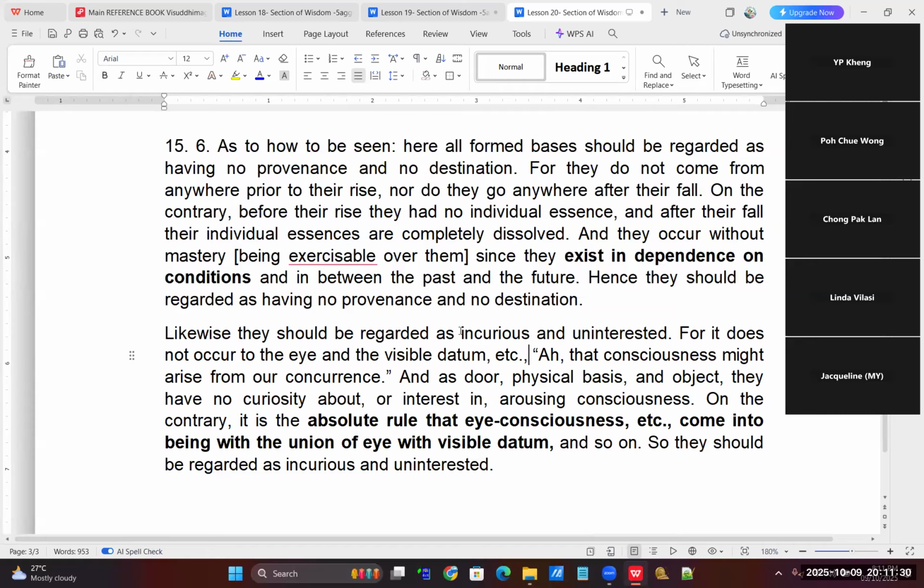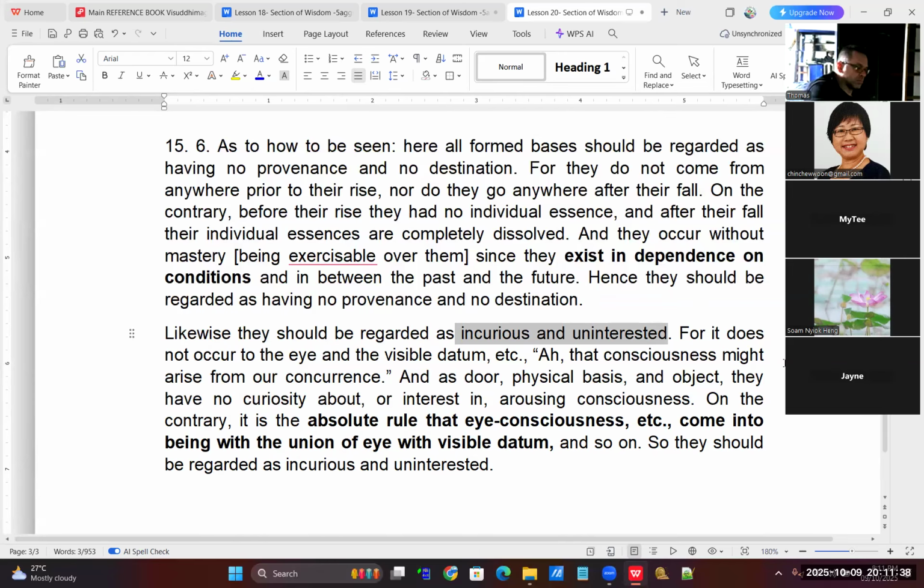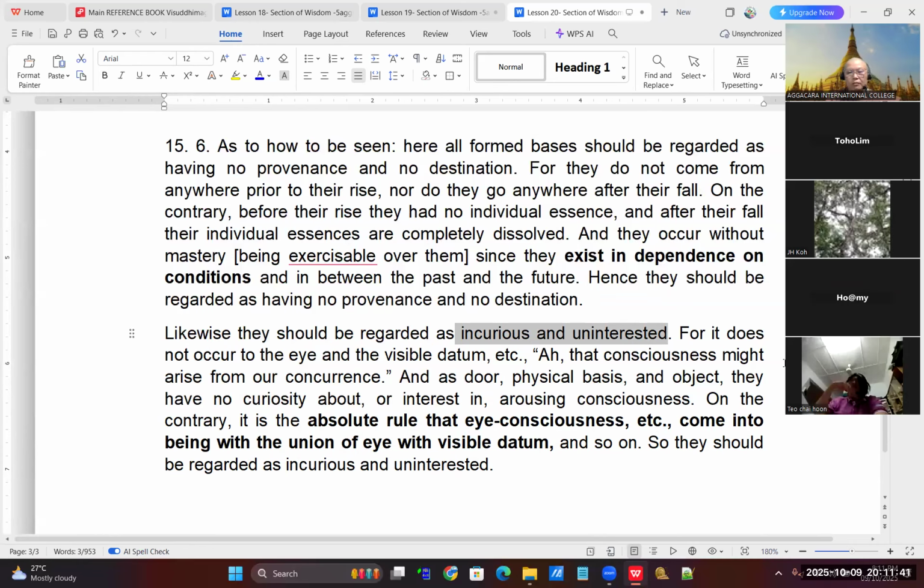Now, what do you think, Brother Ko? What is this incurious and uninterested? I think it is an indication that they are just doing their job. That means they do not have any other interest in it except to perform their function. Yeah, all right. So they just do their job because the reason is due to condition.